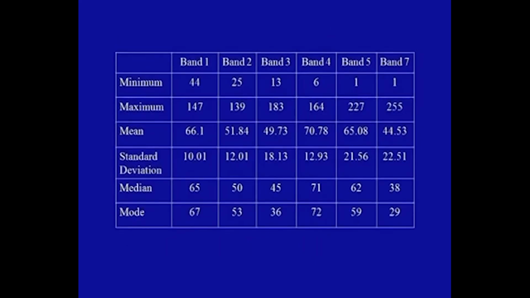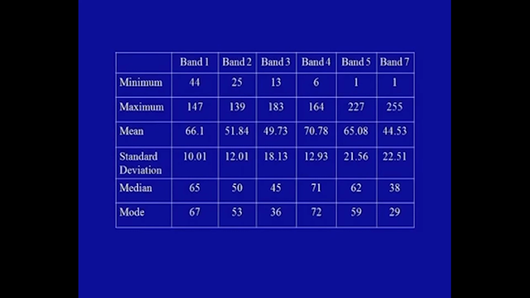This particular table shows the various statistical parameters which have been discussed earlier. These are the univariate statistics for all these 6 bands 1, 2, 3, 4, 5 and 7, and we find that the minimum value in band 1 is 44, in band 2 it is 25, band 3 it is 13, 6 in band 4, 1 each in band 5 and 7. Similarly, the maximum values are 147, 139, 183, 164, 227 and 255 respectively.